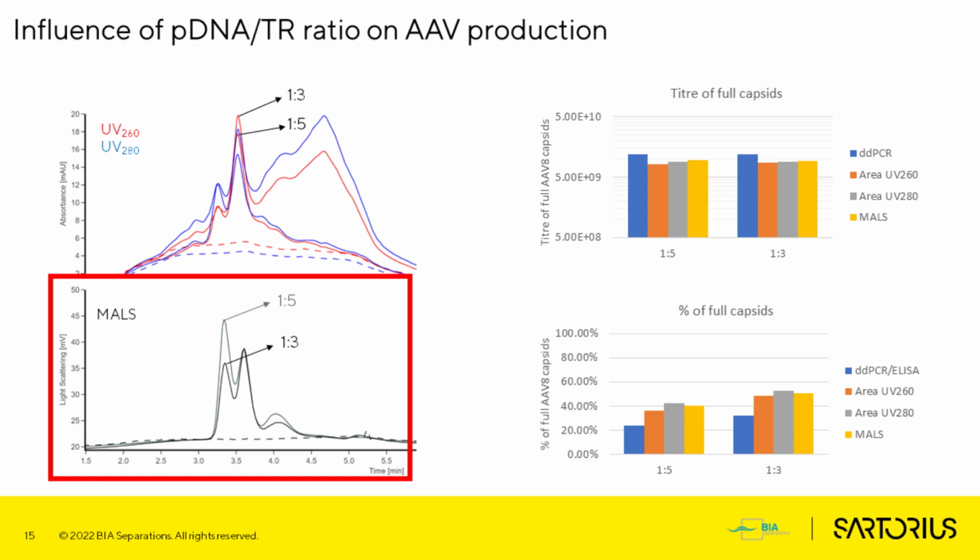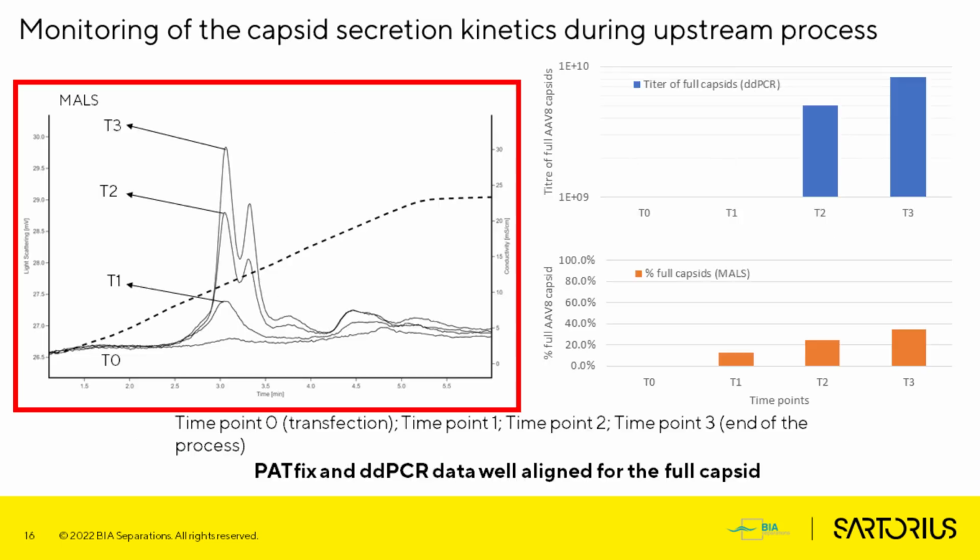In this experiment, we tested different ratios between plasmid DNA and transfection reagent, 1:5 being an extraordinarily high ratio, which is not frequently seen in industrial applications. So in our experiments, we obtained almost identical titers of the full AAV capsids, but when more transfection reagent was used, we observed more empty AAVs.